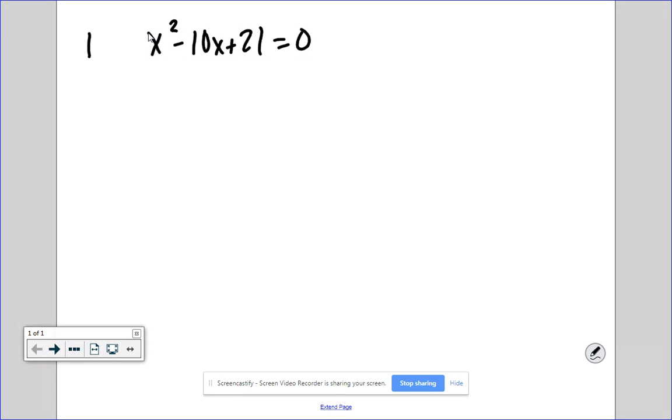Alright, problem number 1. Okay, we are going to have to move fairly quickly here, so I need your attention. Need everything else put away. Okay, so solve by completing the square.